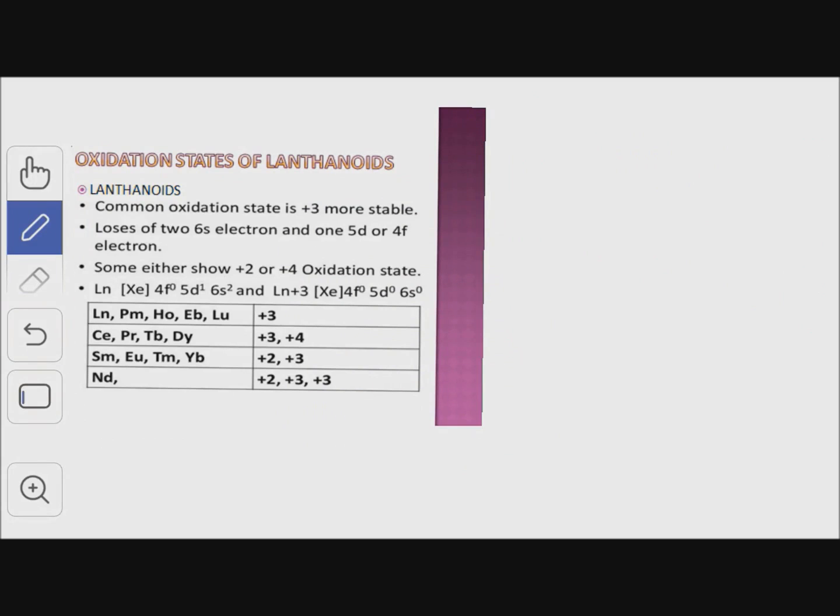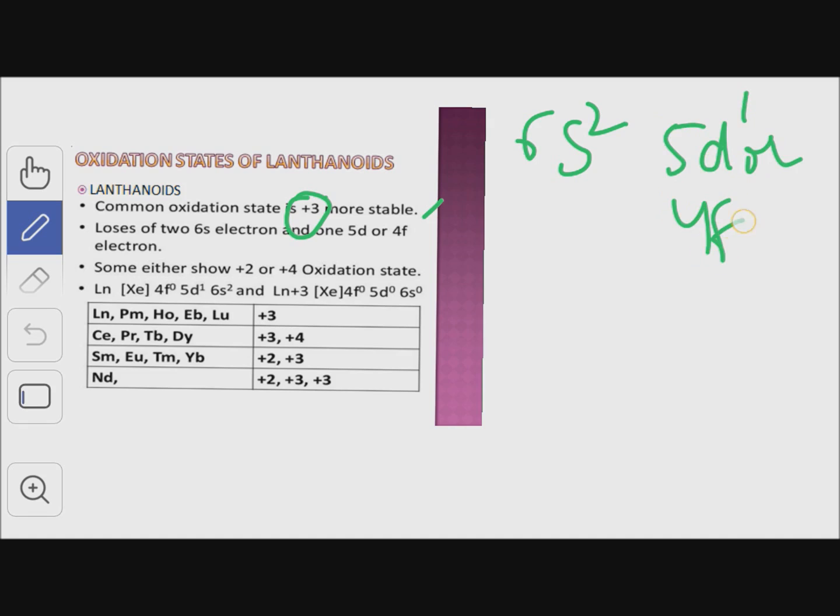Oxidation states of lanthanoids. Lanthanoids show mostly the +3 oxidation state, meaning these are more stable in the +3 oxidation state, and this is the common oxidation state of lanthanoids. This is due to the loss of 2 electrons from the 6s orbital and 1 electron from the 5d or 4f orbital.